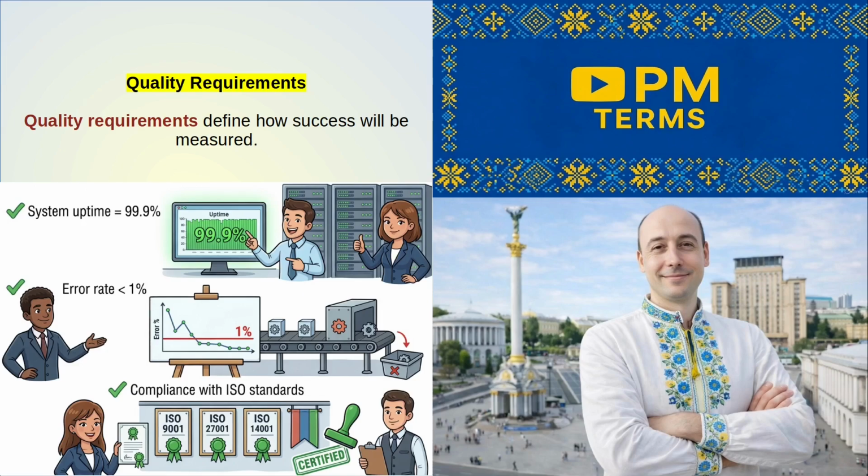Examples: system uptime equals 99.9%, error rate less than 1%, compliance with ISO standards. Quality requirements are tightly linked to validation and verification. If they are not clearly defined, we cannot objectively determine whether the project succeeded.